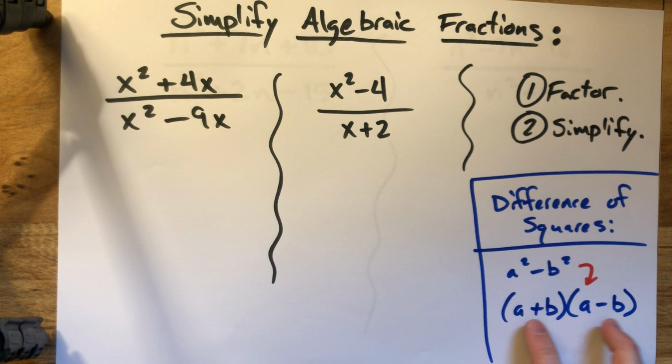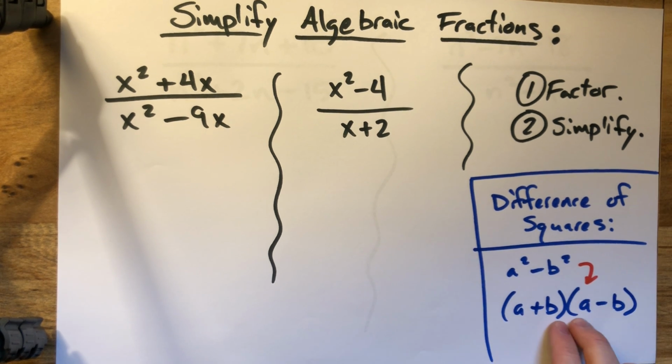And if we were to use FOIL on this, we would cancel out the middle term. And that's what results in the difference of squares, or difference of two squares. So we're going to need that in our lesson today.